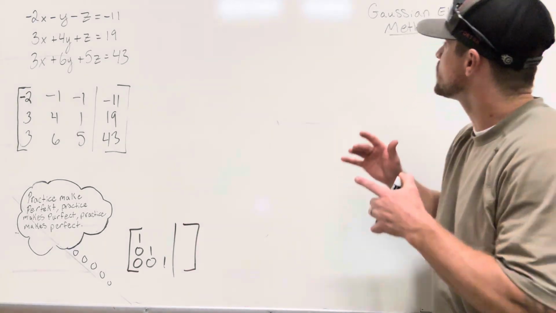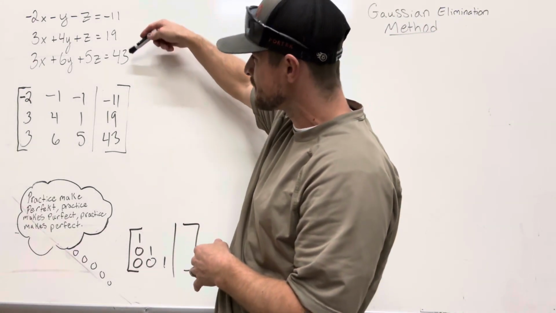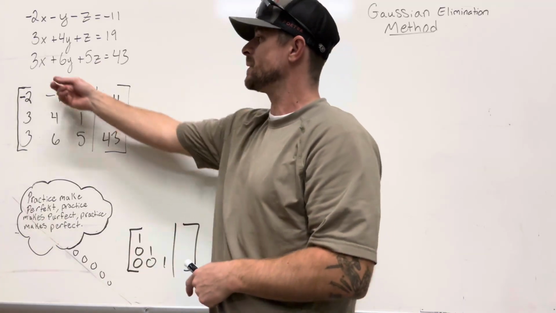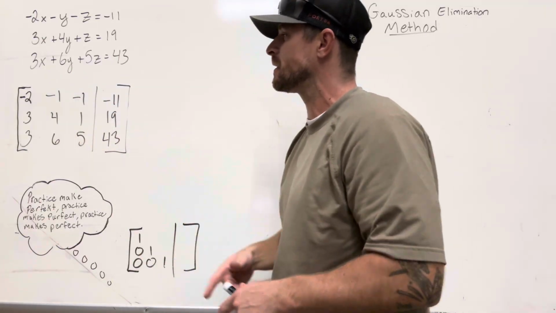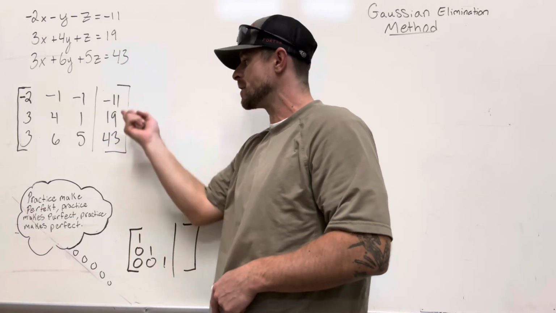In this video, I'm going to teach you guys the Gaussian elimination method, which is a tricky little way to take a system of three linear equations. We got x, we got y, we got z. We got to figure out all three of those variables. We're going to plug it into a matrix. I'll show you how to go from here to here real quick.